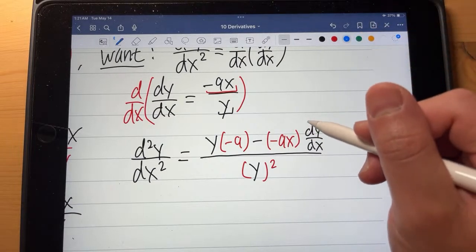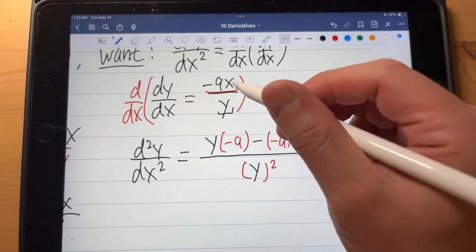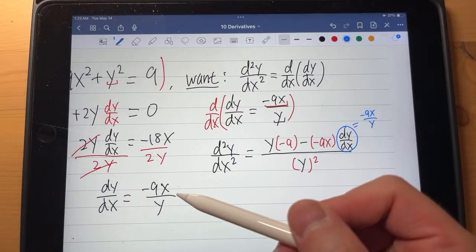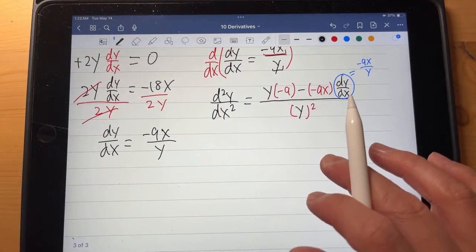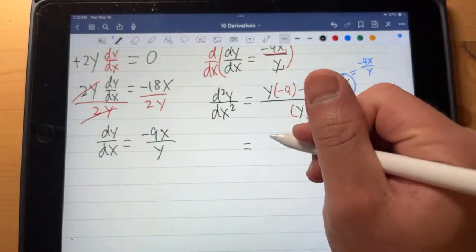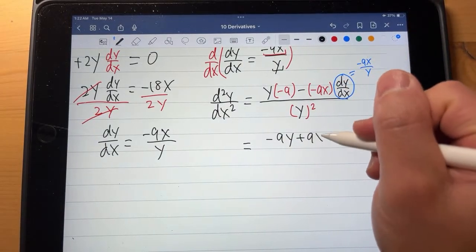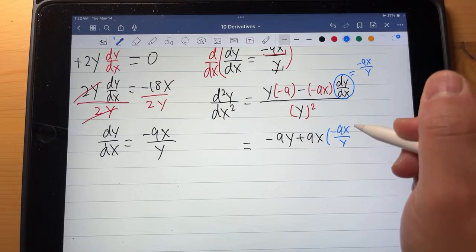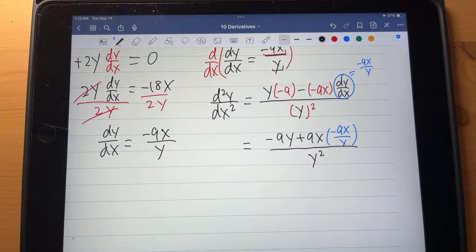Now notice here we have dy/dx, and we saw that that is equal to just negative 9x over y. We got that earlier, right here. So we can put that back for this. So d2y/dx2, we can look at this as negative 9y plus 9x times negative 9x over y, and then over y squared. Whoa, this expression is kind of big, huh?